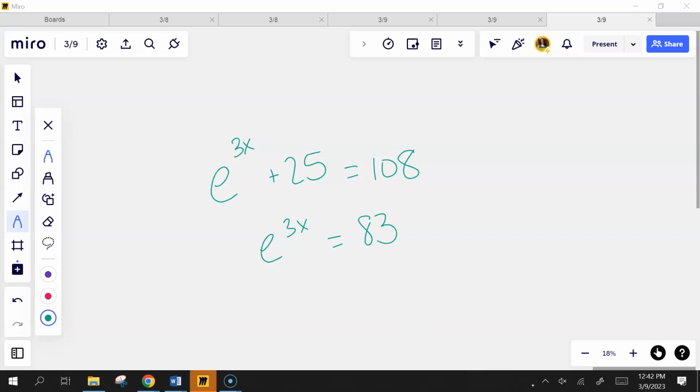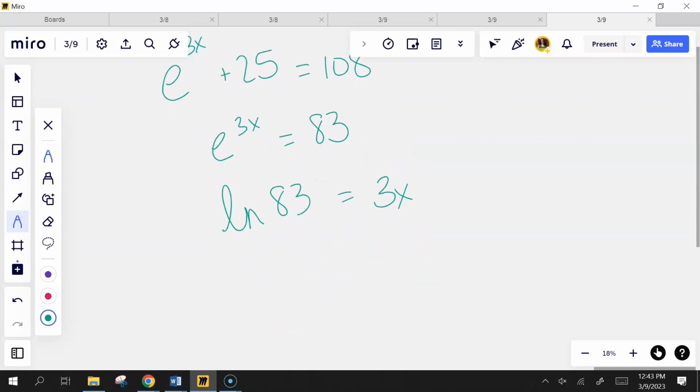So natural log, which is log base e, natural log of what? Equals. And now yep. These are going to be calculator problems. I'm going to put log 83. No, that's fine. I got 1.47. What did you guys get?